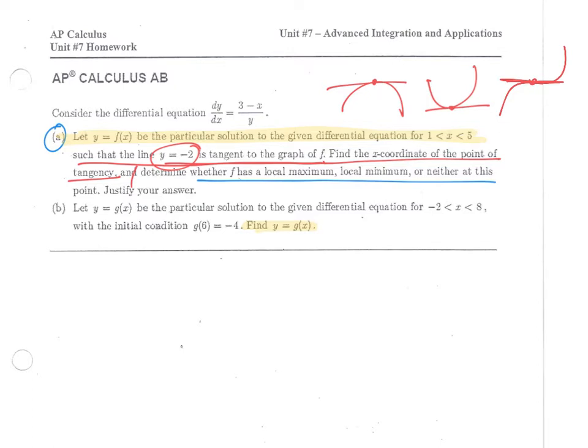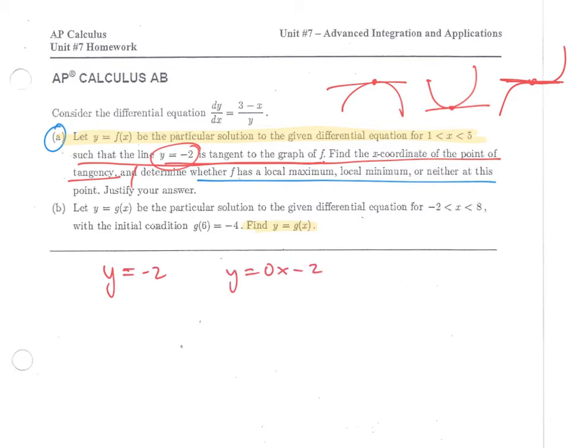So back to the question, find the x-coordinate of the point of tangency. This is a working backwards question. Usually what we've been seeing a lot of is write the equation of the tangent line at a particular point. So this one, they're giving us the equation of the tangent line. So we've got this y equals -2. Another way to think of that is y equals 0x minus 2.